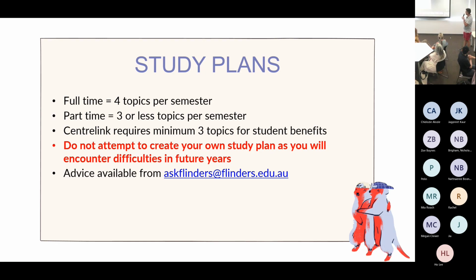I just want to go to a couple of things here around the study plans. Obviously, not everyone is necessarily studying full-time, but this gives you a sense. If you're a full-time student, you're doing 4 topics each semester. Part-time is 3 topics or less. So people do various numbers. In terms of Centrelink, if you're receiving government support for what you're doing, that requires that you're doing at least 3 topics at any given time. So just keep that in mind if you're ever looking to change your study pattern, as that might be a consideration for some people.